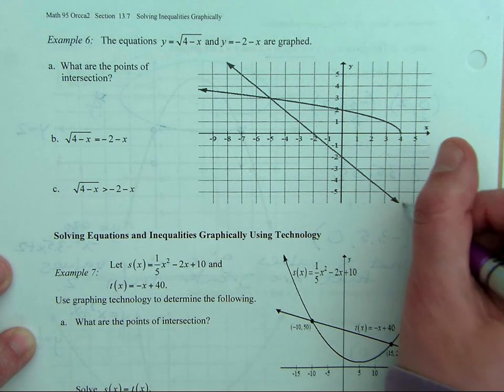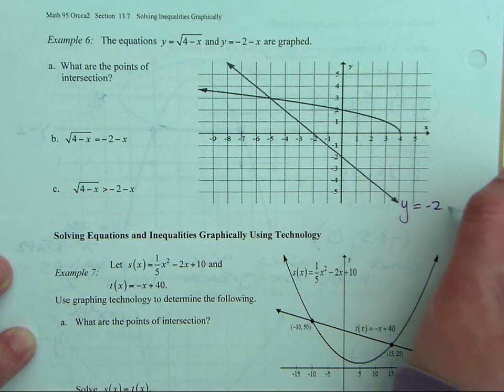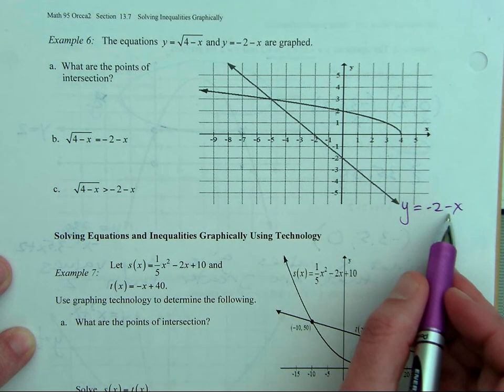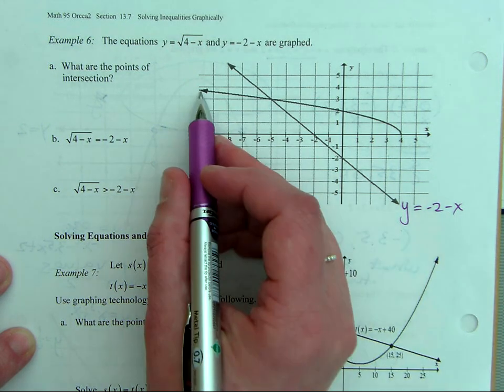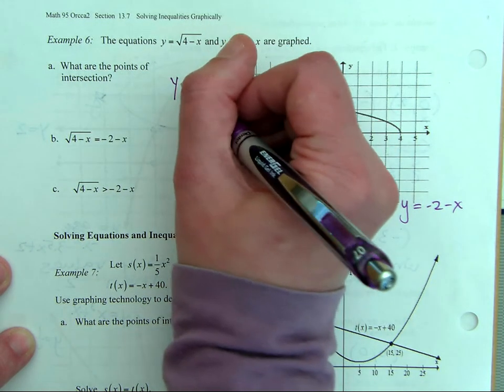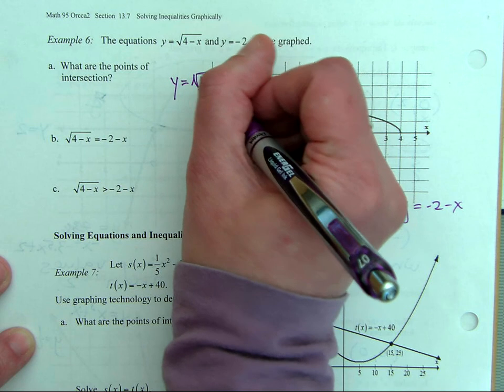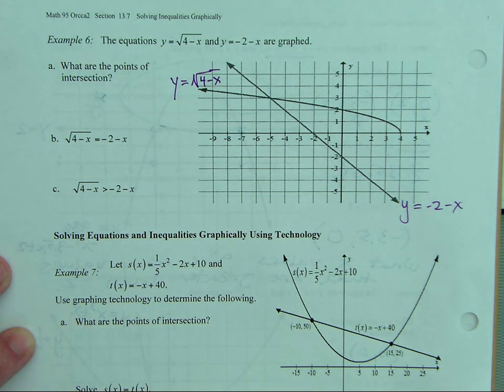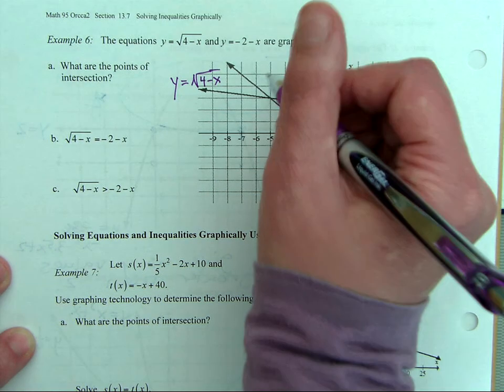So here you have, this one is y equals negative 2 minus x, has a y-intercept of negative 2, has a slope of negative 1, right? And then this is your radical function. This is right here, the y equals the square root of 4 minus x. It's important to know that because when you get to solving the inequality, you're going to want to know which one is greater and which one is less than.